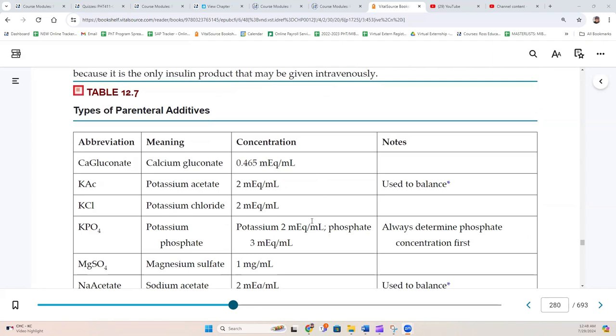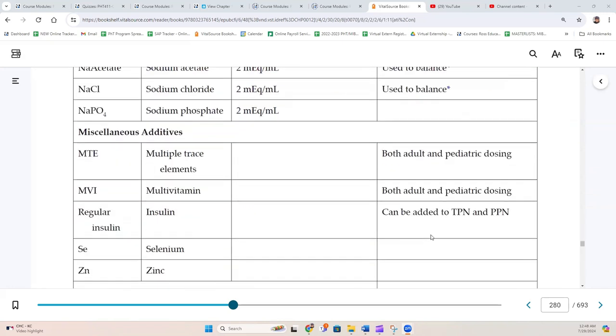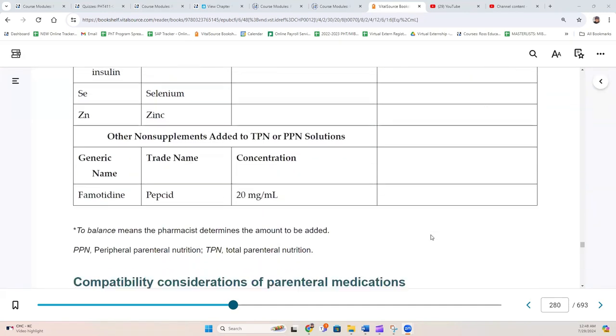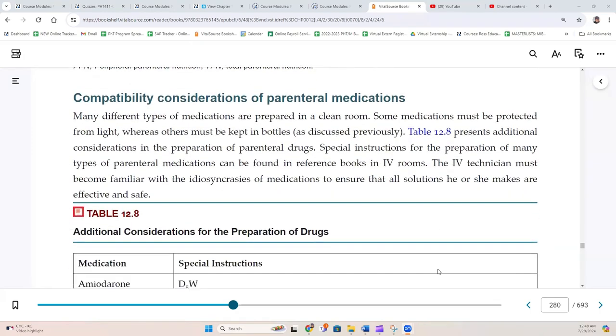Table 12.7 shows the types of parenteral additives. So we have the abbreviation, the meaning, the concentrations, and then some notes here, and then miscellaneous additives and other non-supplements added to TPN or PPN solutions.